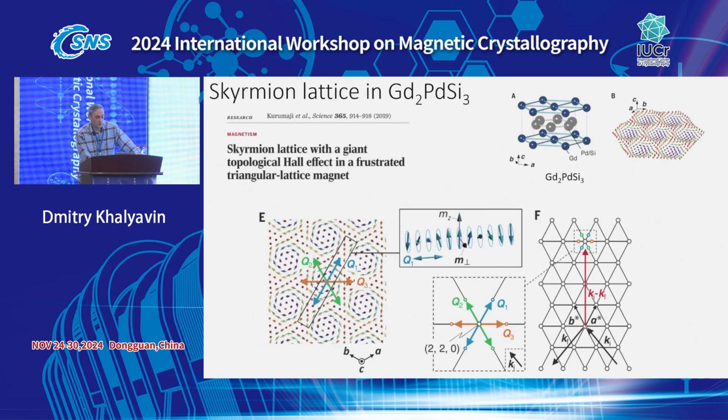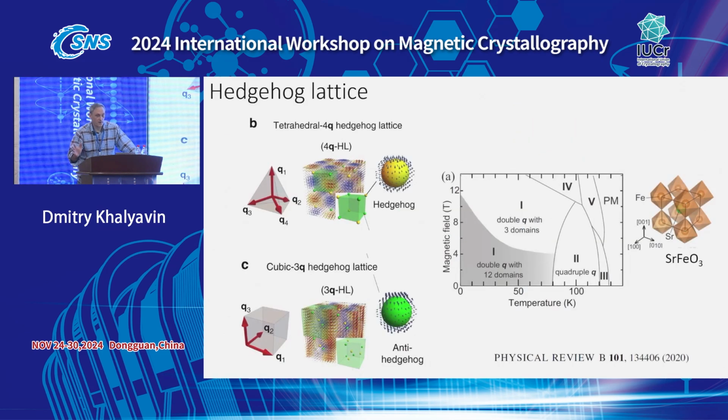So that was the case of MnSi. That is also the case of gadolinium 2 palladium silicon 3. So it's a centrosymmetric skyrmion, but again the logic is the same. We have 3 arms of the star, and that gives us this skyrmion lattice. Very nice ground state. So apart from the skyrmion lattice, we can have something more complicated.